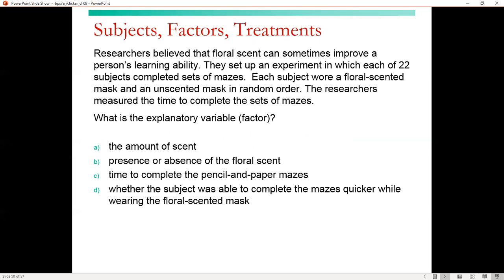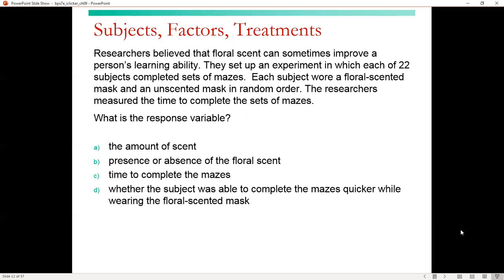Researchers believed that floral scent can sometimes improve a person's learning ability. They set up an experiment in which each of 22 subjects completed sets of mazes. Each subject wore a floral scented mask and an unscented mask in random order. The researchers measured the time to complete the set of mazes. What is the explanatory variable, otherwise known as the factor? Remember, explanatory is the X variable. So it's going to be the presence or absence of the floral scent.